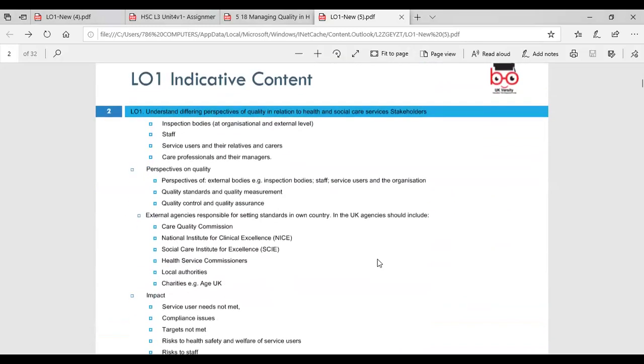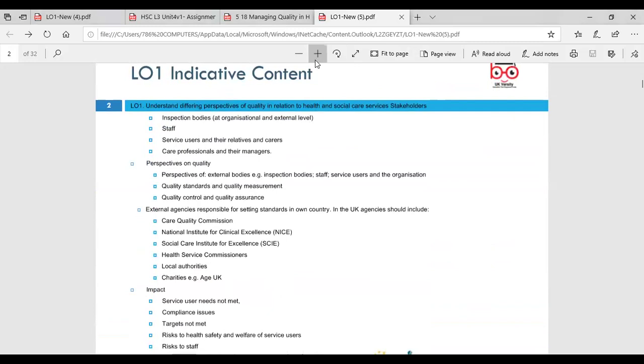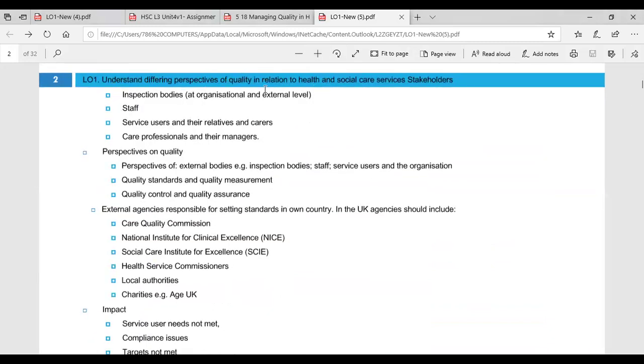So the indicative content for this first learning objective would be to understand what inspection bodies are there with regards to quality. We'll talk about the different stakeholders: staff members, service users who are using the service, the patients and the people in the community, care professionals and their managers. These are all the stakeholders who are directly or indirectly related to health and social care services.